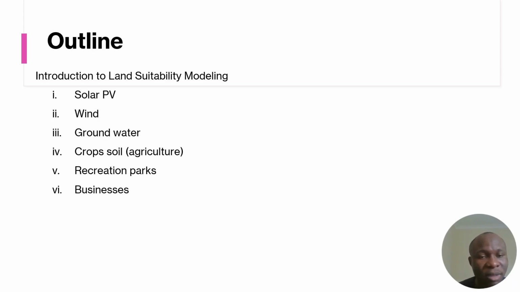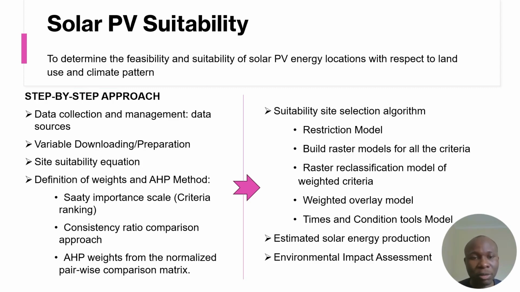The first one on our list is solar PV, solar photovoltaic, renewable energy, wind energy, groundwater analysis, crop soils, that's for agricultural purposes, recreation parks, getting the suitable area for recreational activities, and businesses, a good location to set up a new business or to expand an existing one. Okay, and now, like we mentioned, the first on our list is solar suitability.